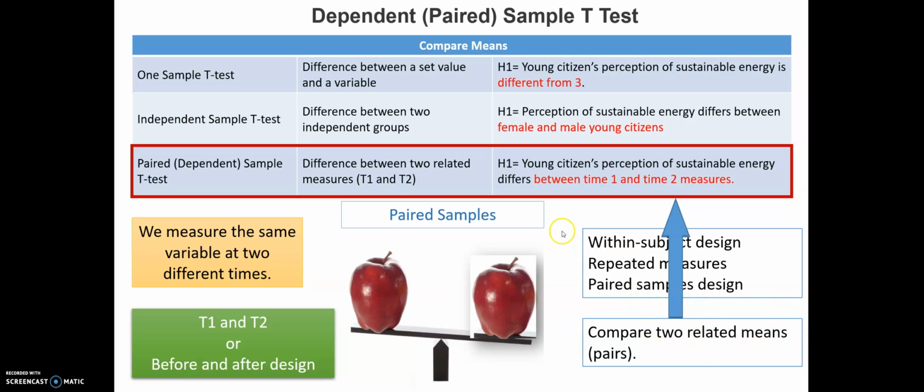A typical alternative hypothesis for the paired sample t-test should be like this. H1: young citizens' perception of sustainable energy differs between time 1 and time 2 measures. In this case, we have only one dependent variable, which is perception of sustainable energy, but we measure it at two different times, time 1 and time 2. We will test whether there is a significant difference between time 1 and time 2 measures.